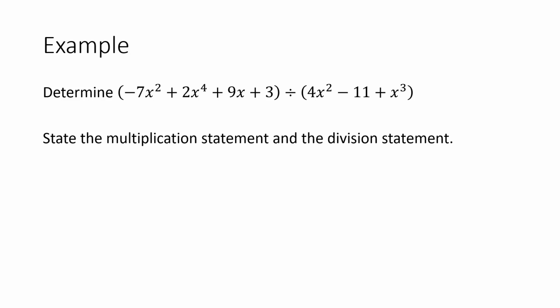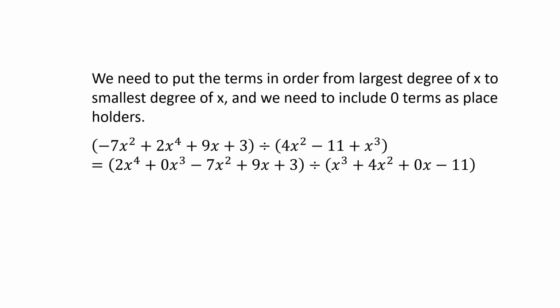Now, what if we want to divide these two polynomials and state the multiplication statement and division statement? That looks a little bit more complicated maybe. So we want to make sure that both our dividend and our divisor are ordered properly from the highest exponent term to the lowest exponent term. And notice this, in the dividend we don't have an x cubed term, so I put a 0x cubed there. I put a placeholder in. And in the divisor, we don't have an x term, so I put a placeholder in at 0x. That makes life much, much easier.